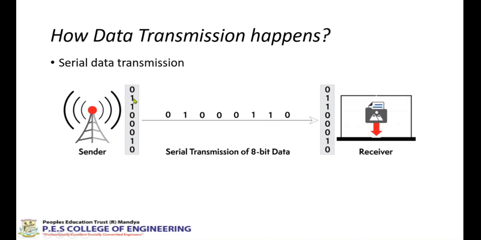Since you already know all those things, it will be applying each one of the bits individually or serially, one after the other, and those bits will be received at the receiver one after the other, serial in. So it is like serial out, serial in. This is how serial transmission of 8-bit data takes place.